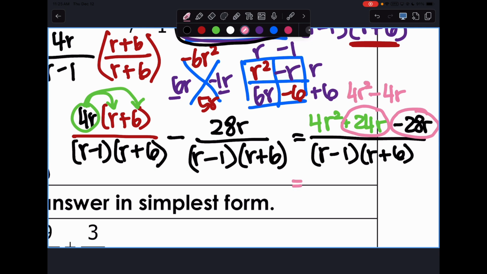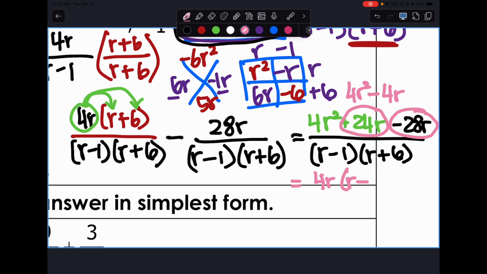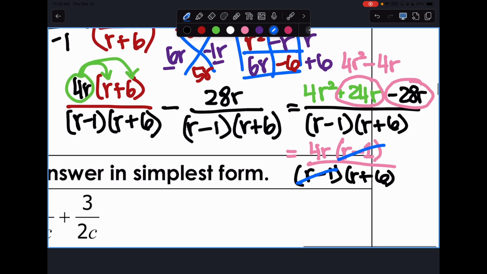What's my GCF there? 4 and r. So it'd be 4r. Then I have r minus 1 as my factor. I'm left with r minus 1 times the quantity of r plus 6. Can I simplify anything? Yep, r minus 1 over r minus 1. Then my final answer will be 4r over r plus 6.